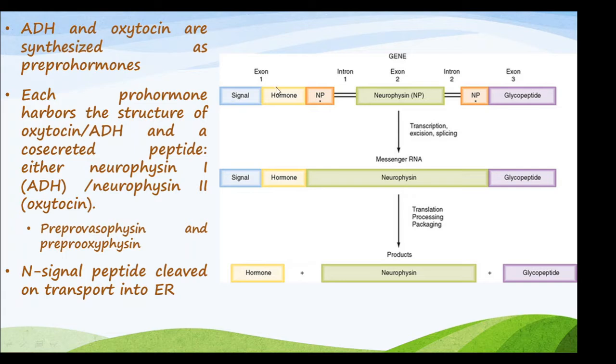You have the exon 1, intron 1, exon 2, intron 2, exon 3. In exon 1, there is a signal peptide which would be cleaved. So the N signal peptide is cleaved on transport into the ER. And then you have the hormone and the neurophysin. And this is a glycopeptide. So pre-pro vasophysin is the name for the pre-pro hormone of vasopressin, and pre-pro oxyphysin is the name for the pre-pro hormone of oxytocin.